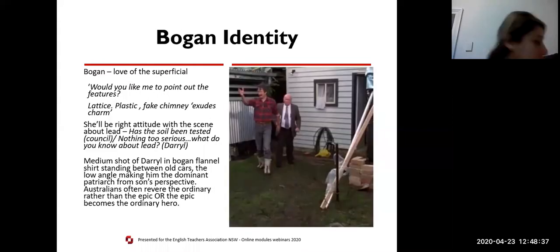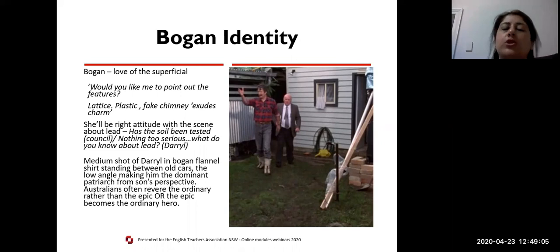We also have the Bogan identity, with the love of the superficial, and one of the most obvious aspects that we start to see is this idea of plastic, fake chimney, lattice, which gives it a Victoriana feel. So Daryl is always trying to one-up himself by adding these features, but they're not authentic. The only authentic thing is Daryl himself. That is the irony here.